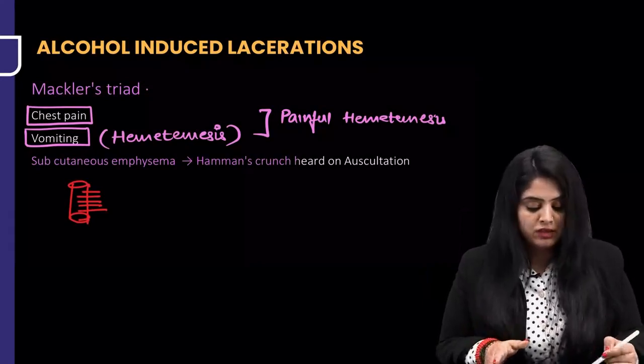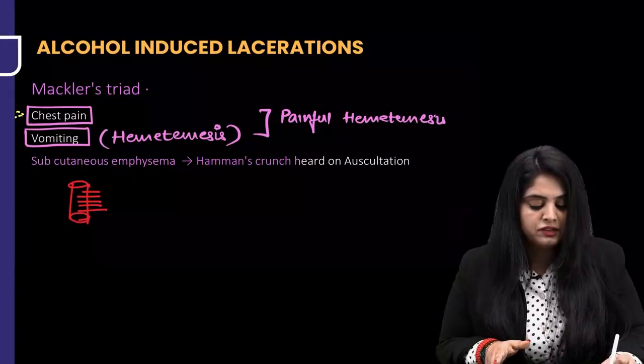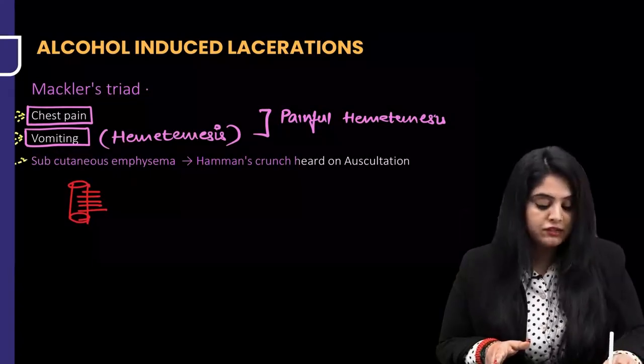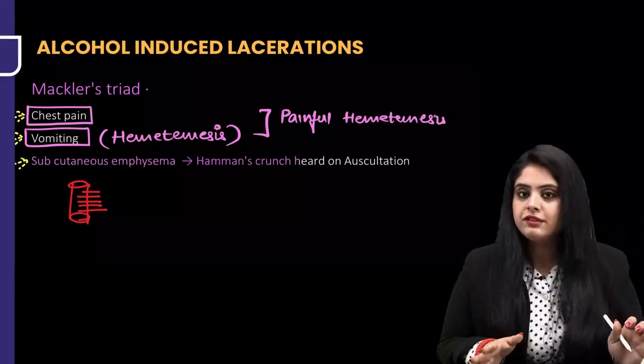So this together is known as the Mackler's triad. Remember, there is painful hematemesis and there is going to be the Hammond's crunch, which is subcutaneous emphysema.